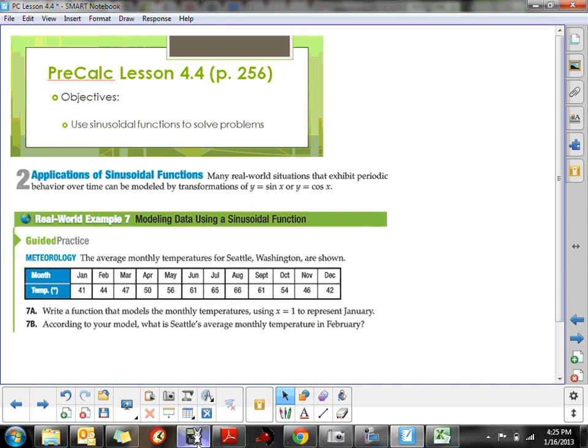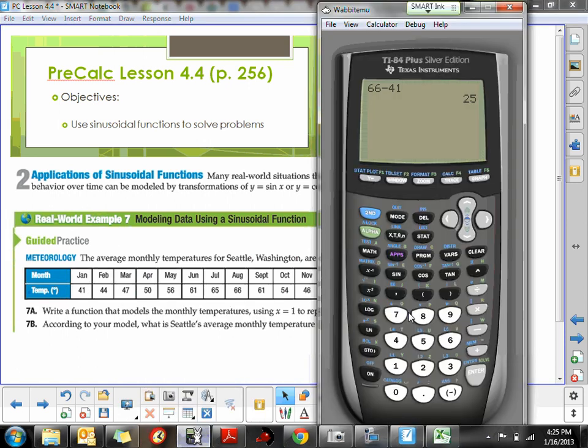Our first order of business is to get these values into our calculator. You go to your stat, edit your list, and put in 1 for January, as I suggest, all the way to 12 for December, and all the corresponding temperatures for those 12 months.